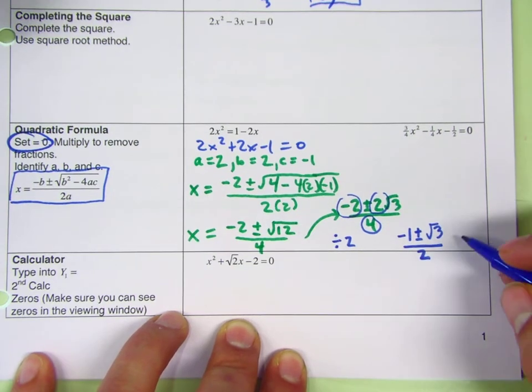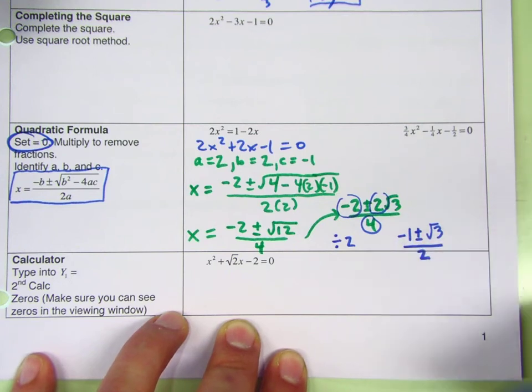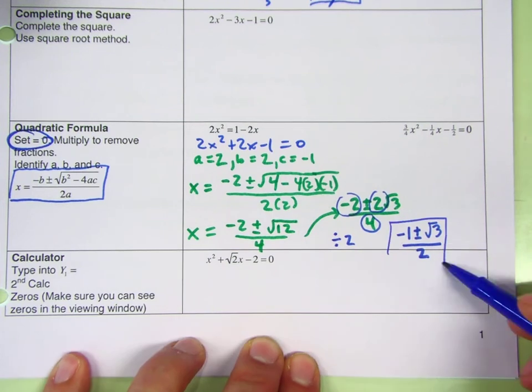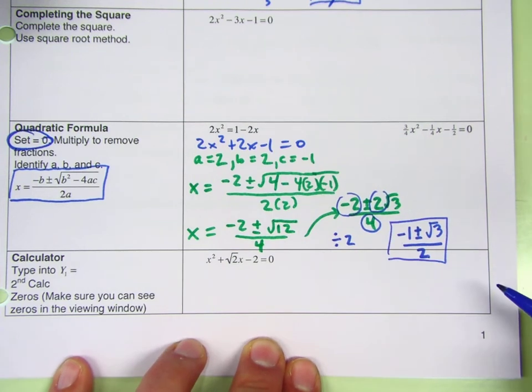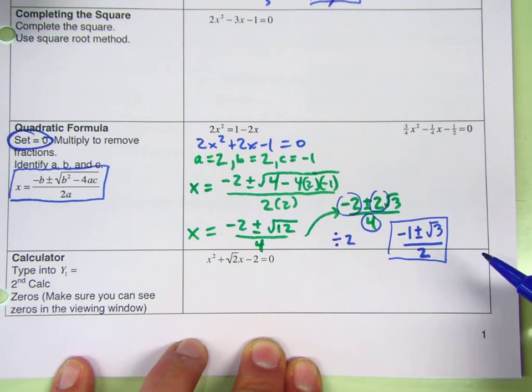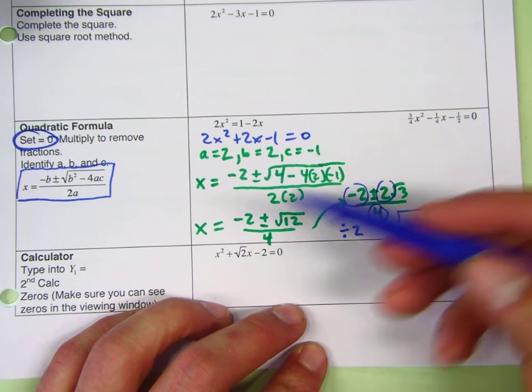I will take this. On MyMathLab, you might have to actually write them out, like -1 plus radical 3 over 2, and then -1 minus, and split them up. But this is acceptable. Any questions on that? Okay. I'm not going to do this example because you have one and that's really all you need.